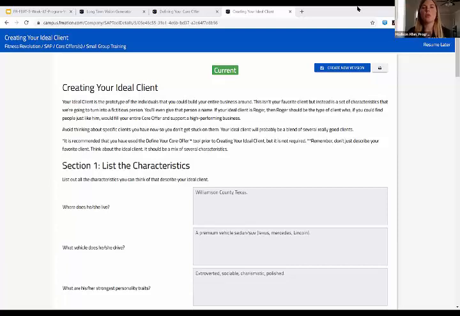Yeah. So why does your ideal client have to change just because your service delivery is remote?